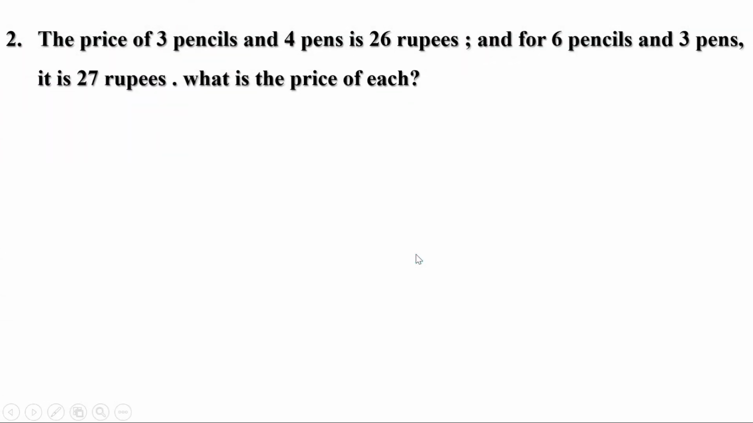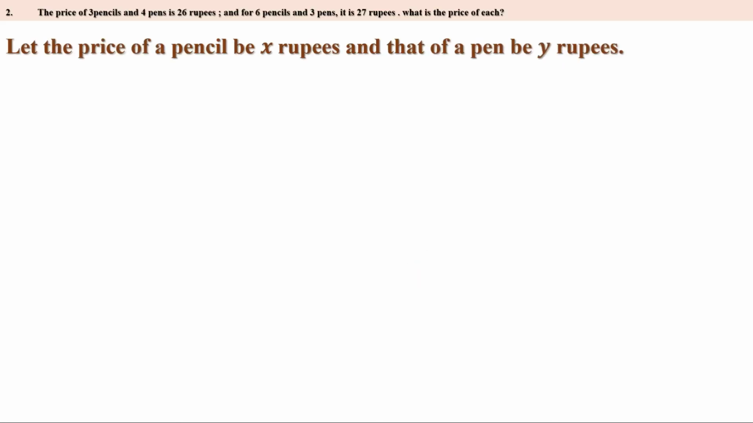Second problem. The price of 3 pencils and 4 pens is 26 rupees, and for 6 pencils and 3 pens it is 27 rupees. What is the price of each? Let us take the price of the pencil as x rupees and price of the pen as y rupees. Then the price of 3 pencils is 3x rupees and the price of 4 pens is 4y rupees. Given that the price of 3 pencils and 4 pens is 26 rupees. Therefore, we can write 3x plus 4y equal to 26.